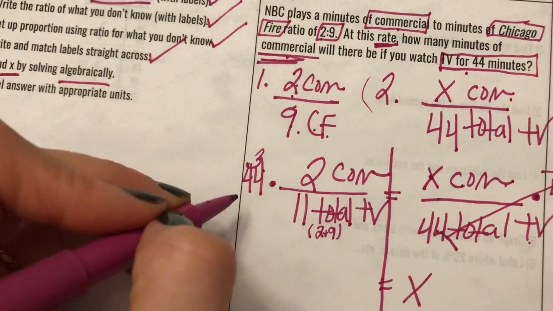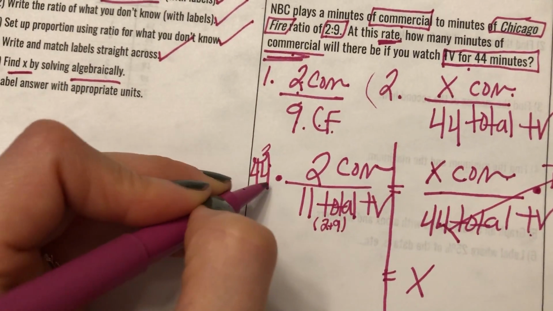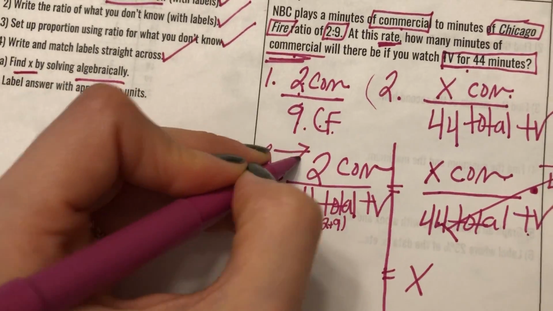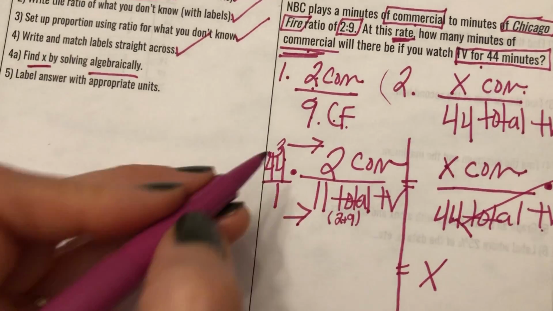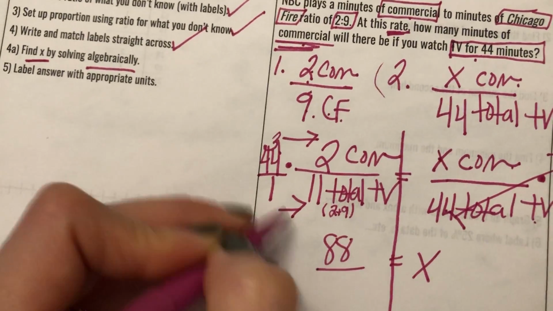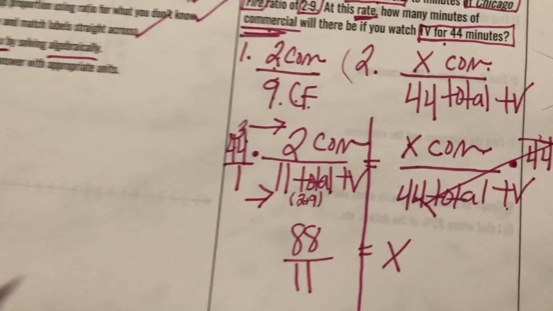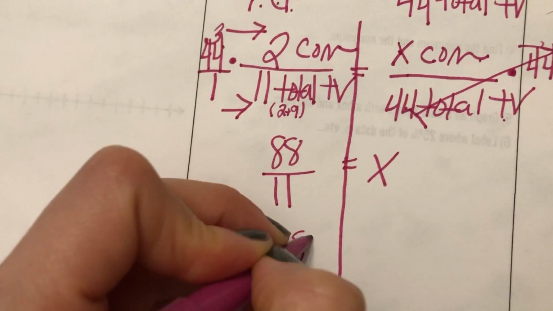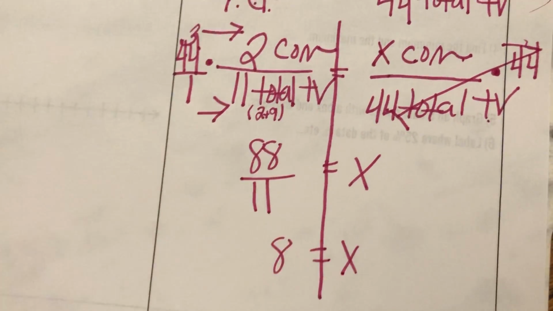How do I multiply fractions? Well, first, I need to make 44 into a fraction by making it 44 over 1. I multiply fractions straight across on the top and bottom. 44 times 2 is 88. 11 times 1 is 11. Now I need to simplify. 88 divided by 11, I know is 8. So 8 equals X.